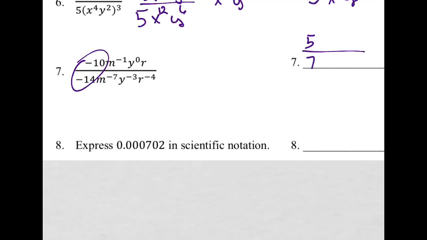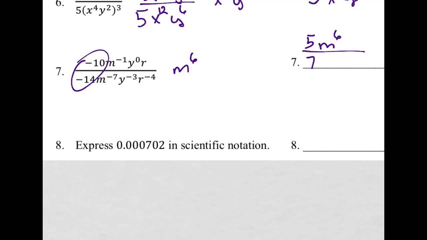All right, so let's look at the m's. We've got -1 and then a -7 on the bottom. So -1 minus a -7. So that's going to give us m to the 6th. And that's on top, and that's happy just right where it is.